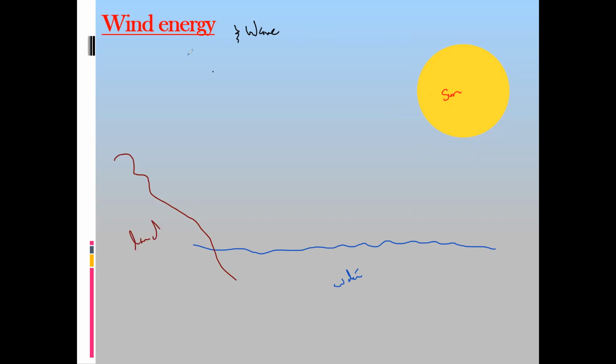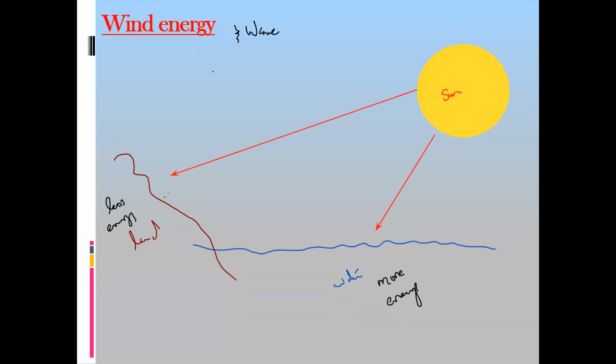Now what happens? The sun is providing heat and light, so it is heating the water as well as the land. But the capacity of the land to store heat energy is smaller, because its size is smaller, so land can store less energy. And water, having a greater capacity to store energy, can store more energy.